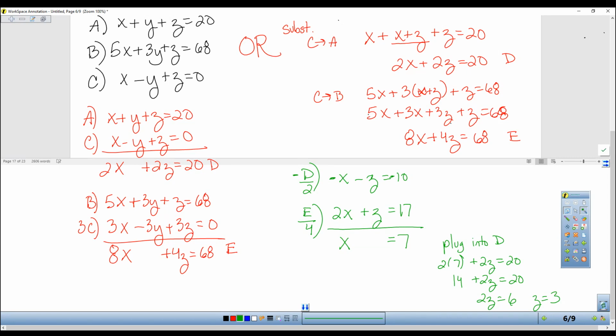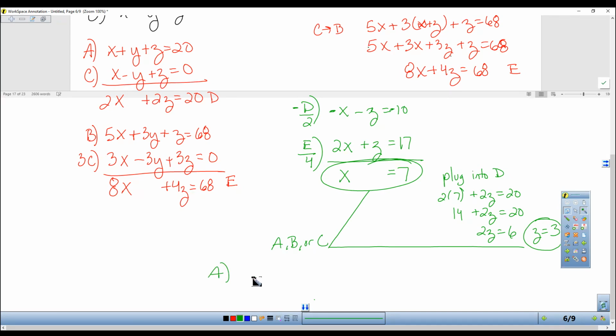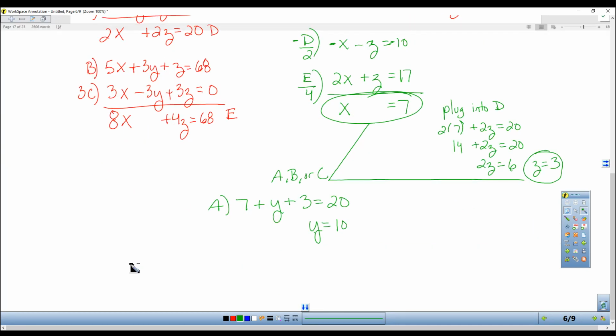Now I know how many third place finishers there were, and then I take the 2 that I know so far, and I can put them back into A, B, or C. Any of those equations will do. Well, since I know that there were 20 altogether, I'm going to use A. There were 7 plus some second place finishers plus the third place finishers. I know it added up to 20, so Y is equal to 10. Remember to write your answer as a sentence.